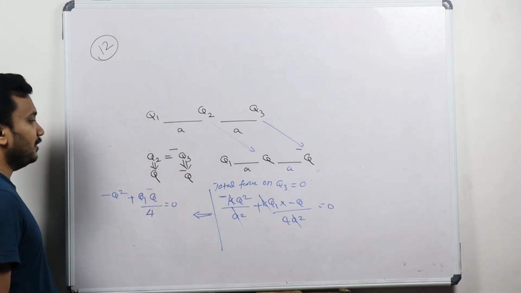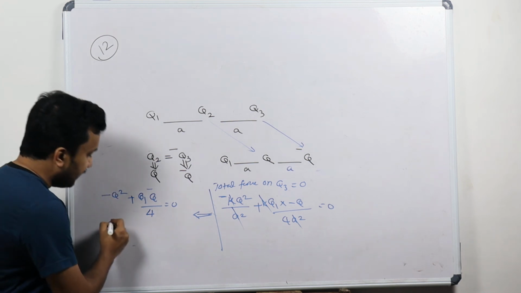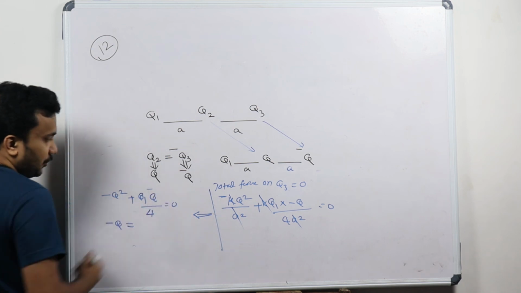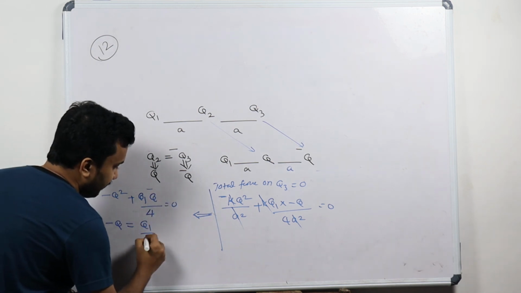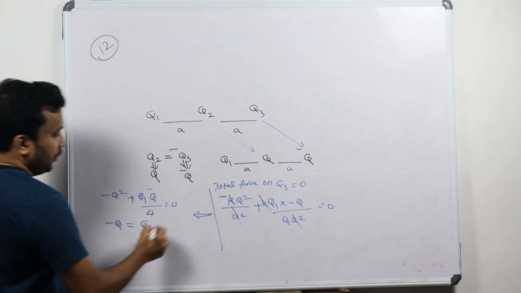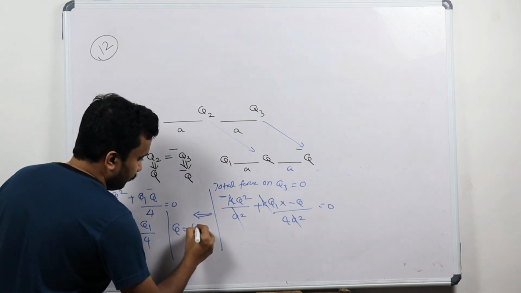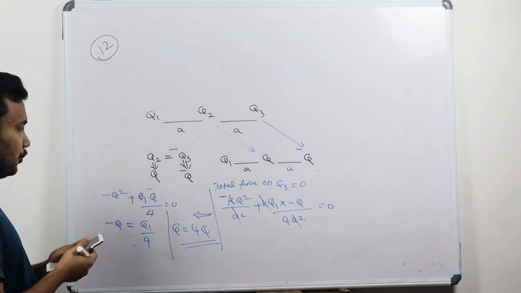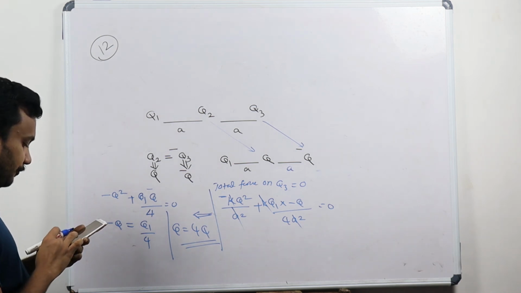I am taking one to the right side. So Q square will get cancelled. So here we have minus Q. This is taken to the right side, so it becomes Q1 divided by 4. So what do you get for Q1? Q1 will be equal to 4 times Q, you will get it.